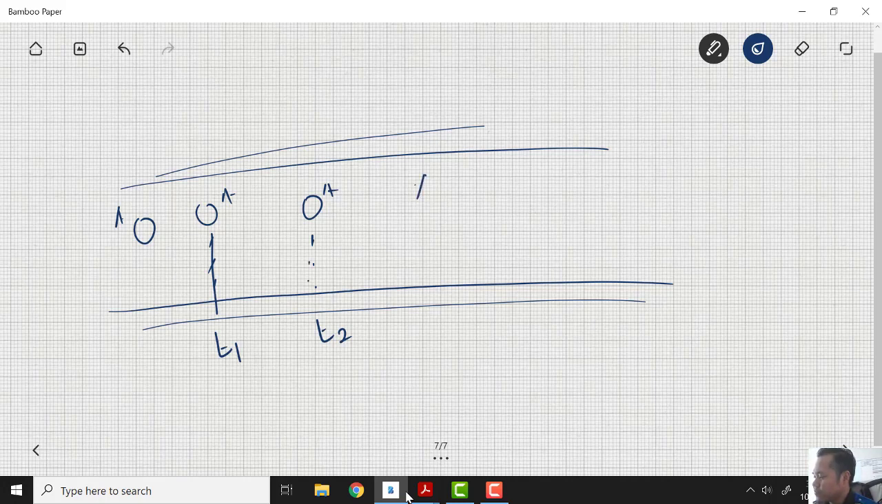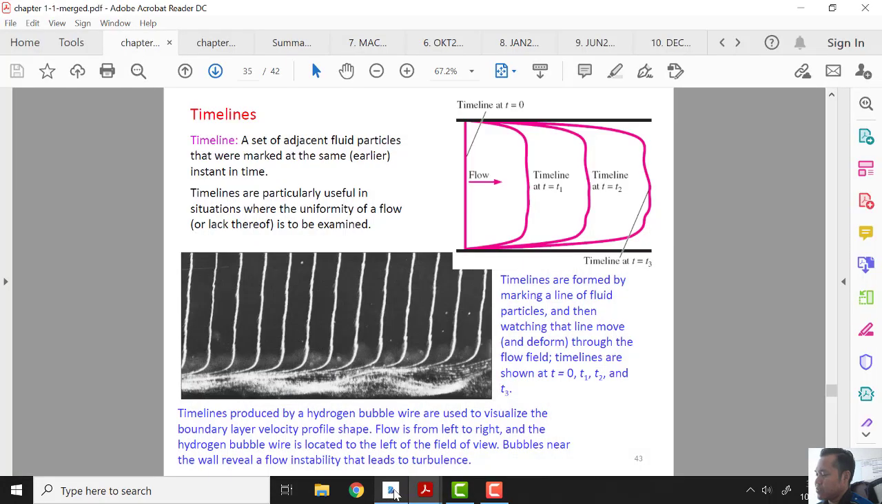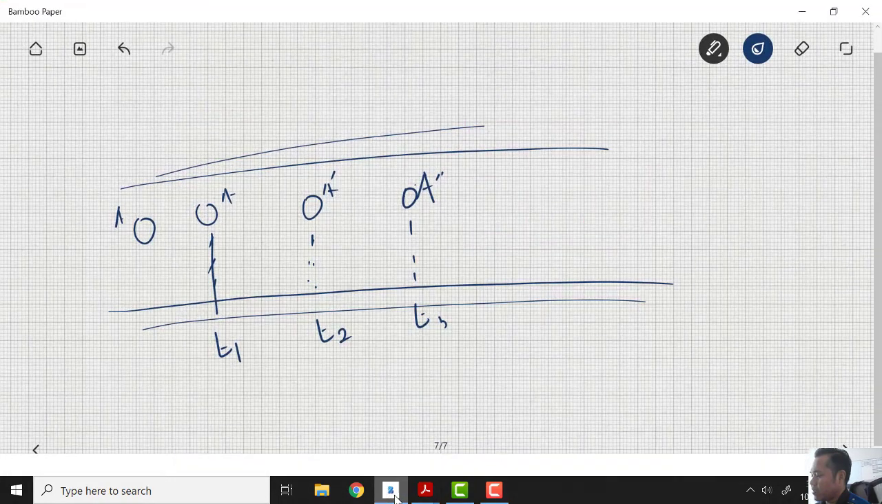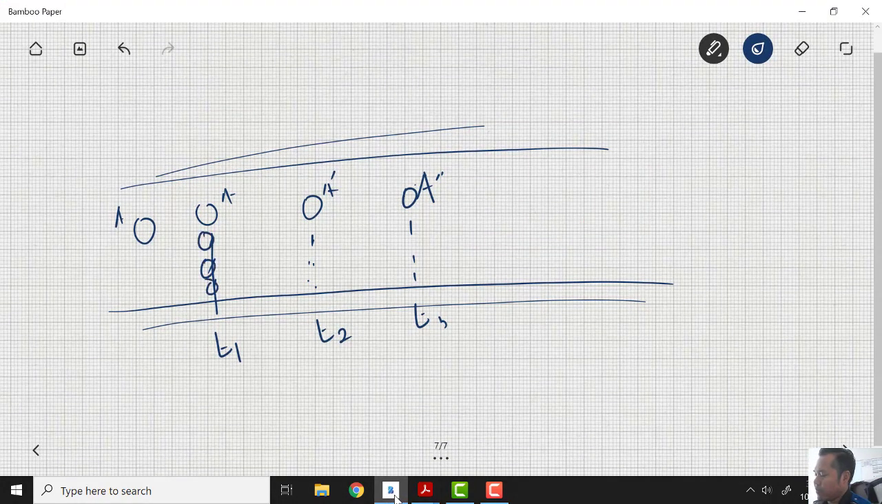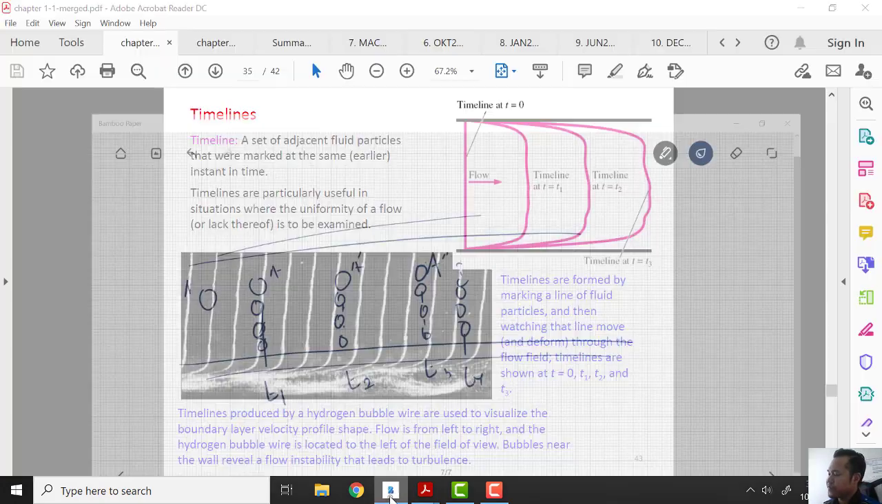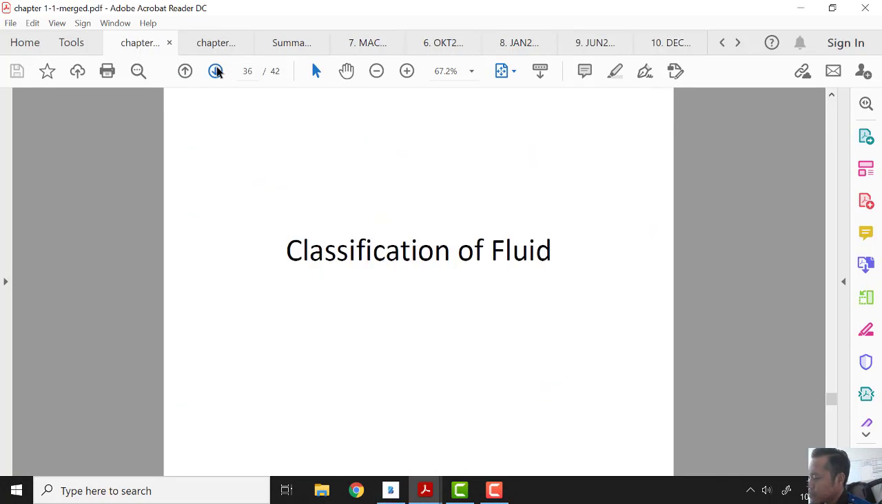At T3, particle A has moved to here. So this is the timeline for particle A at T3. Basically, in words, it is a set of adjacent fluid particles that were marked at the same earlier instant of time. So we have a lot here: timeline at T1 here, T3 here, T4 here, maybe at T5 it becomes congested here.